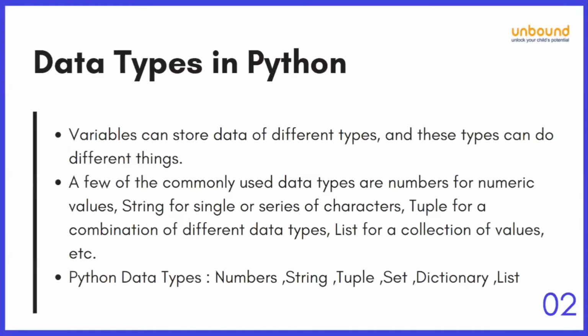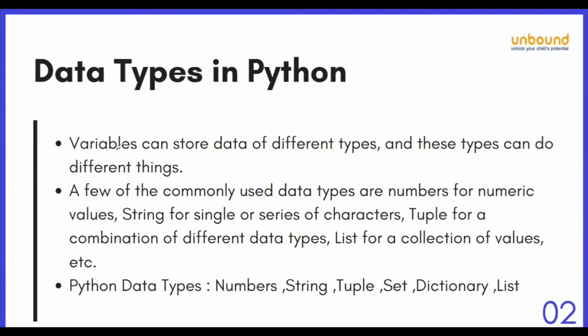Let's move to data types in Python. As in the previous example, there was an int value. It means that variables store different types, and these types can do different things.